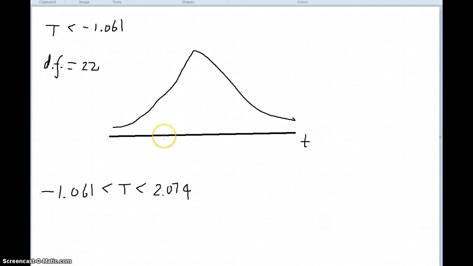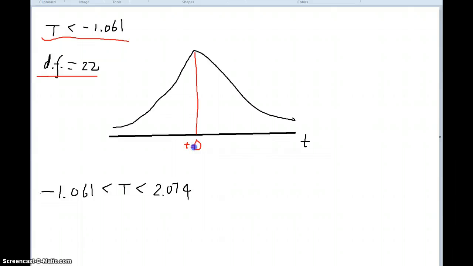In this video, we're going to look at an example similar to homework 9.4. We want to find the probability of some region. So for example, if we know t is less than negative 1.061 and the degree of freedom is 22, we want to find out the probability of this region. And we know the middle value corresponds to t equal to 0.